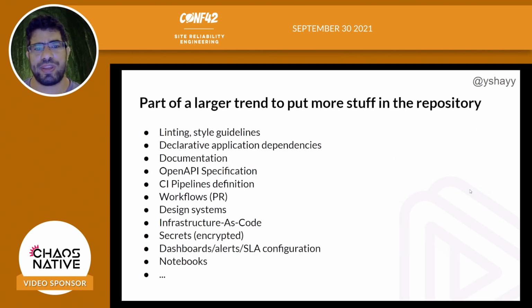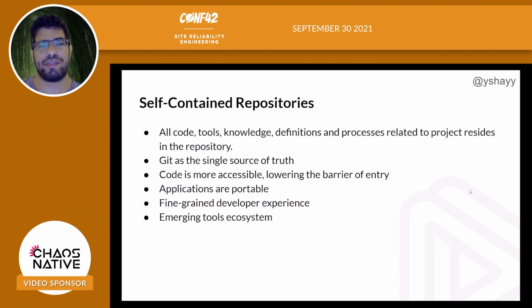And the nice thing is that we're seeing a trend of putting more stuff in the repository. In the last decade we added more stuff. It's not just the code. We have our design system there, the OpenAPI specification, documentation, infrastructure as code, secrets, notebooks, and the workflows are based on the repository, PR workflows. So it's really nice. And I think that in the future it will be more.